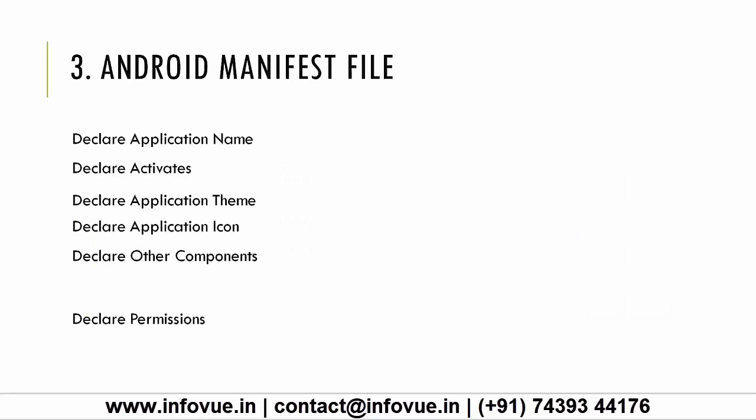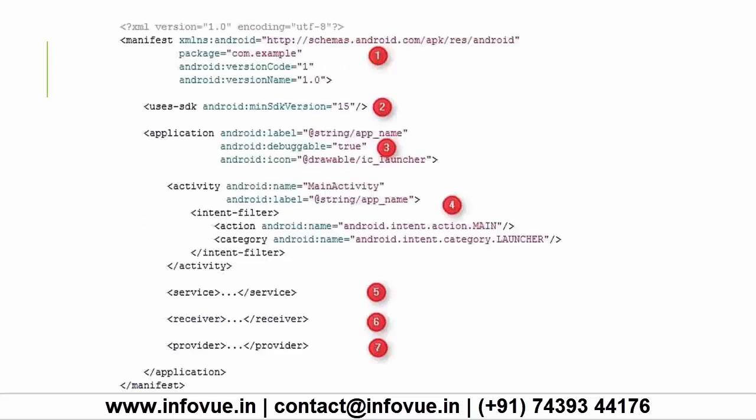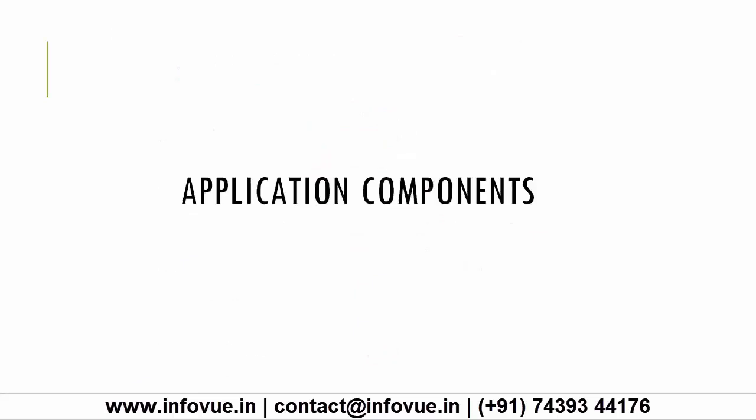Every Android app has a manifest file, and this manifest file consists of the application name, the application activities, the theme of the application, the icon, and the other components. It will also consist of all the permissions which we are giving to the app, such as camera permission, call permission, storage permission, etc. This is a sample manifest file which you will get whenever you create an Android project. In this you can see some application name, application theme, some permissions, and application components.